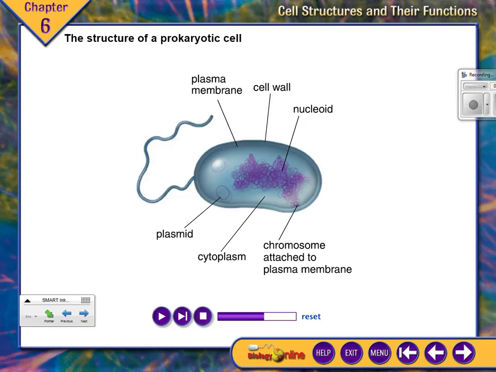These extrachromosomal elements contain a few genes that help bacteria survive under specific conditions. The part of the plasma membrane attached to the chromosome can contain enzymes that aid in making a copy of the chromosome before the cell reproduces by dividing in two. Some have flagella, singular flagellum, long whip-like extensions made of protein that rotate like propellers, enabling prokaryotic cells to swim through water or the body fluids of larger organisms.